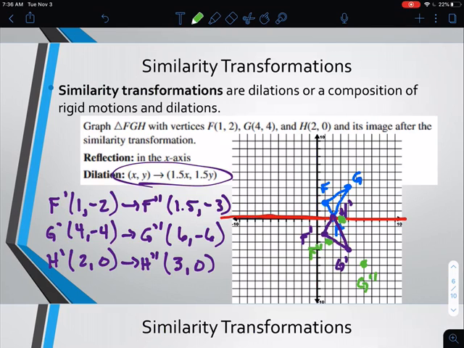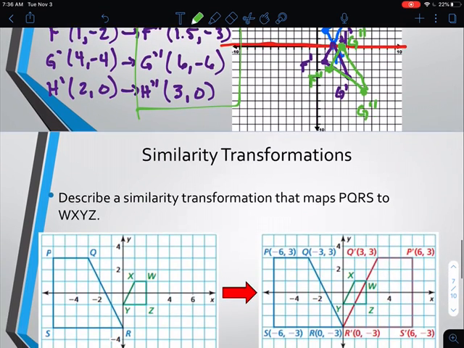And then we have 3, 0, so we go to the right 3, and then there's H double prime. And then again, we just kind of connect the dots. And so then there would be our final image, F double prime, G double prime, H double prime. And then we have the coordinates right there listed out. So you're just taking one transformation at a time, just like we did with the congruence transformations. Now we're just adding dilations, and so that's just multiplying the points by a certain value.